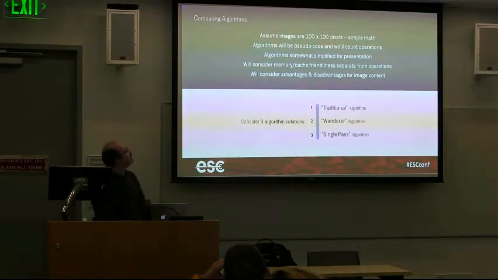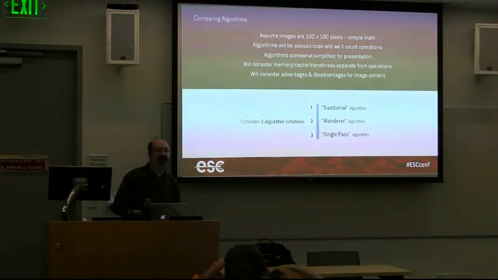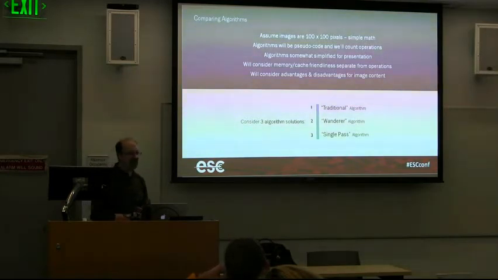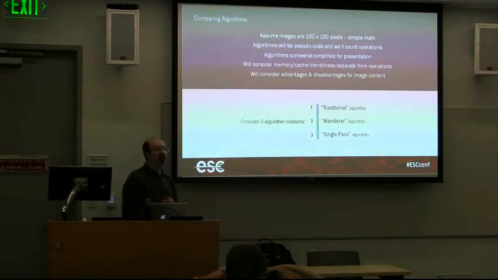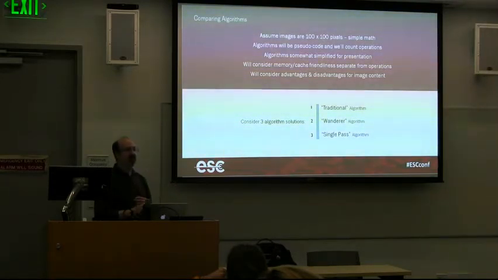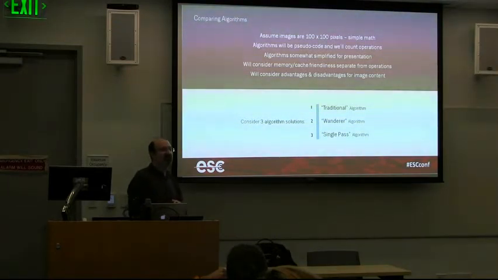Okay, we're going to compare the algorithms. We're going to be doing this by counting operations in pseudocode. Just to keep things simple, we're going to call the images 100 by 100 pixels in size. That keeps the math simple and something you can do in your head. The algorithms are a bit simplified for the presentation, although not too bad. We're also going to consider the memory and cache friendliness separate from the operations, since there are different impacts on the memory usage pattern. And then we're going to consider the advantages and disadvantages for the image content itself.